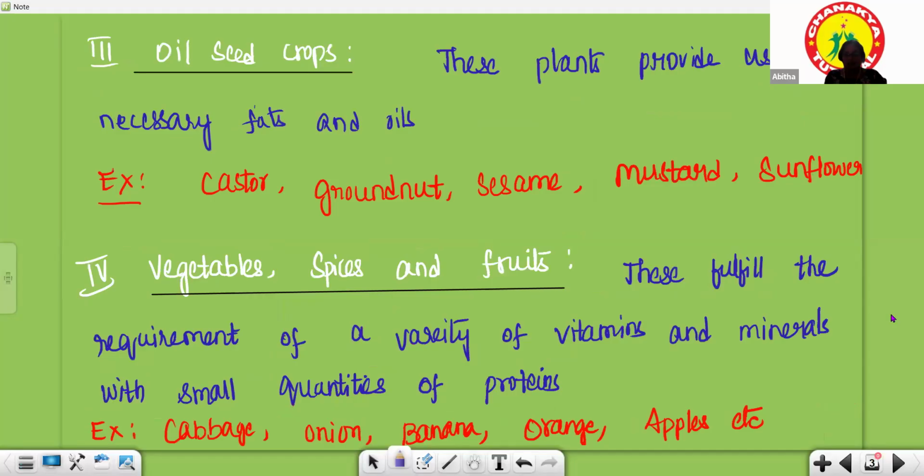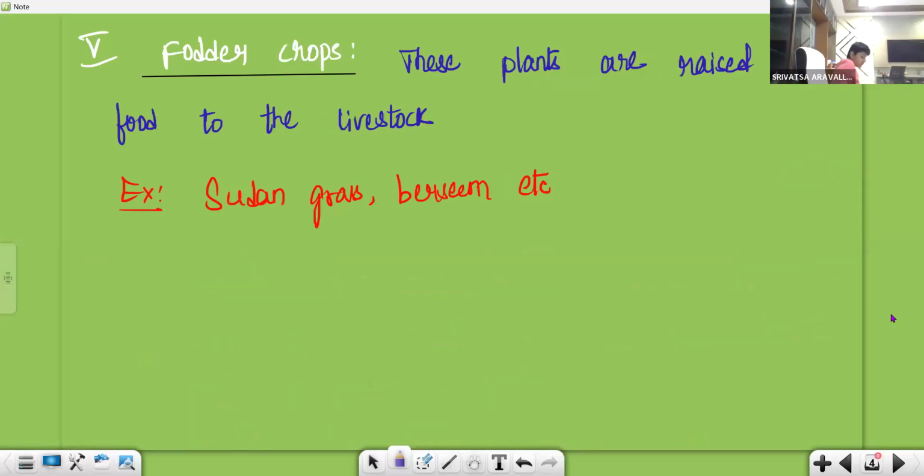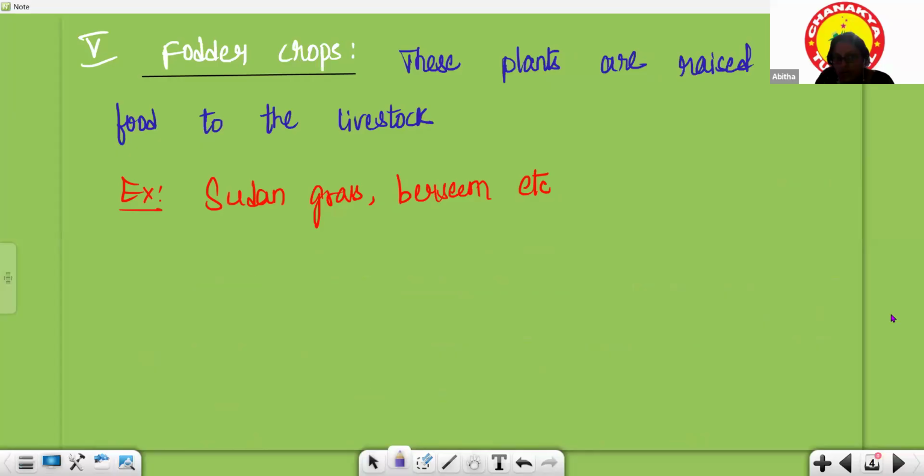In this, the seeds which give oil are considered, mainly used for fat production. Examples: castor, groundnut, sesame, mustard, sunflower, etc. Next, vegetables, spices, and fruits are sources of vitamins and minerals. Next one, fodder crops. These are raised to feed the livestock. Examples are Sudan grass and buckwheat.